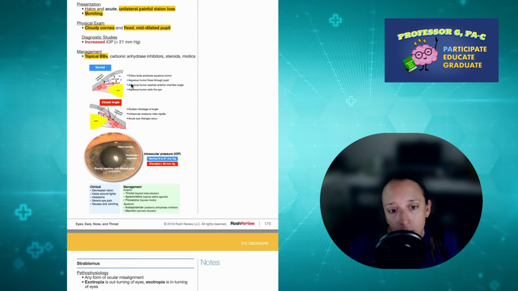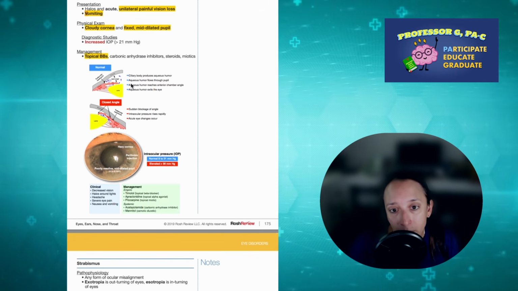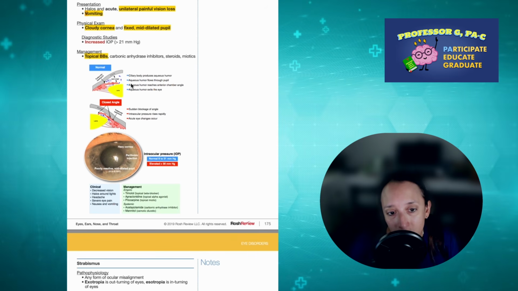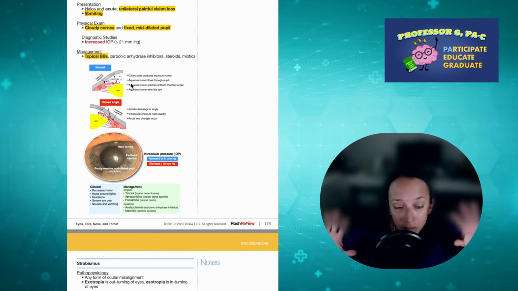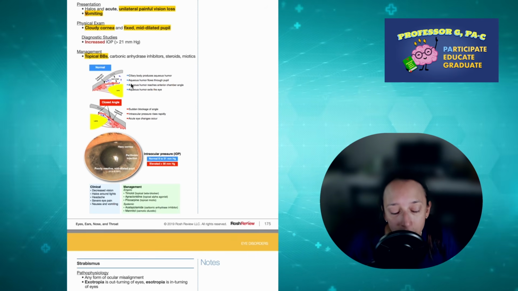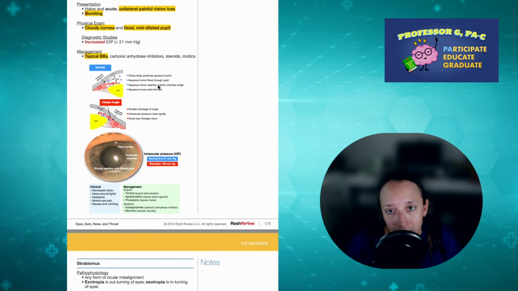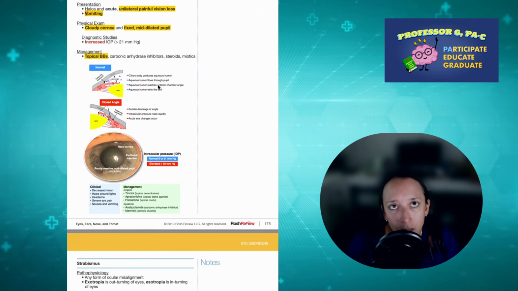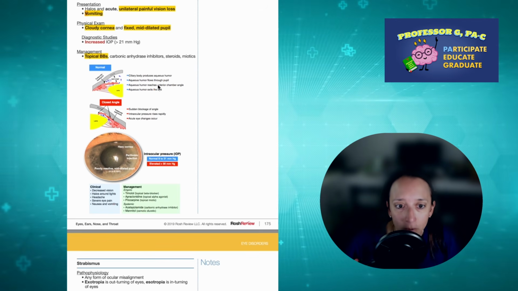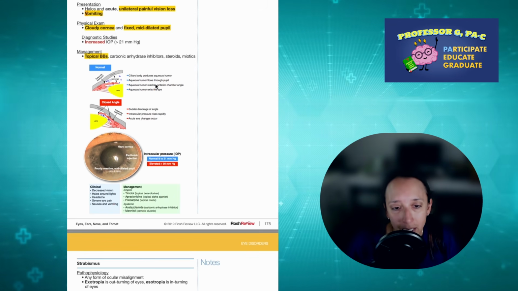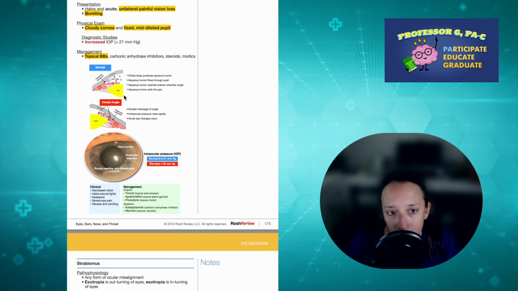So with open angle glaucoma, we want to screen for it. We're going to look at the cup to disc ratio. We're also going to look at peripheral fields, change in the peripheral field vision, and we're also going to test the pressures in the eye. But this is on more of a chronic basis, and they can be placed on medication to help lower the pressures long term.